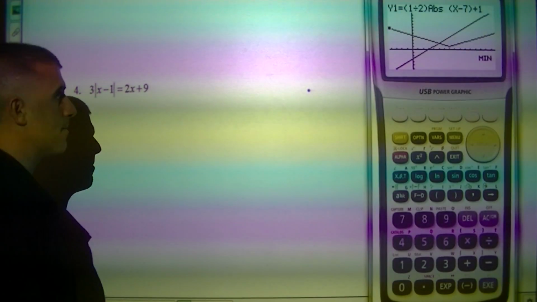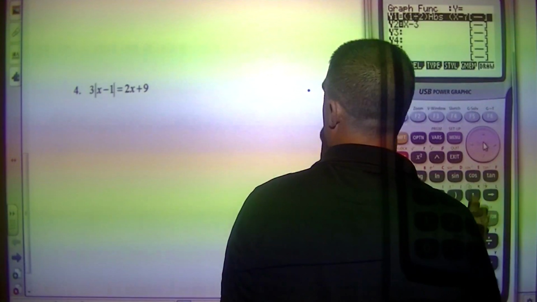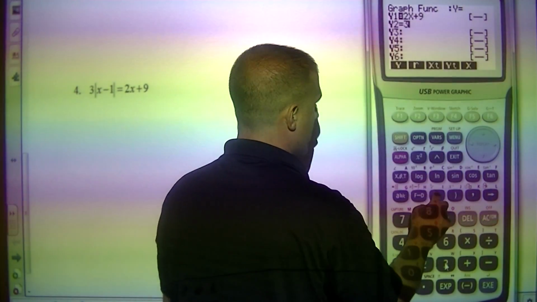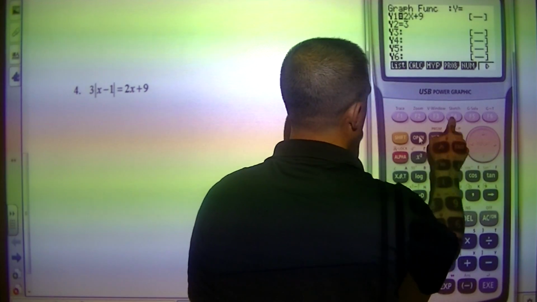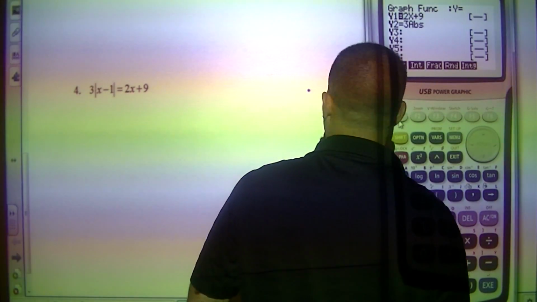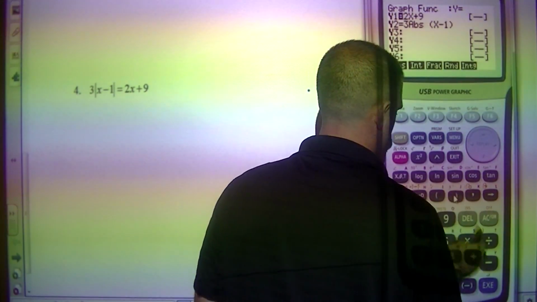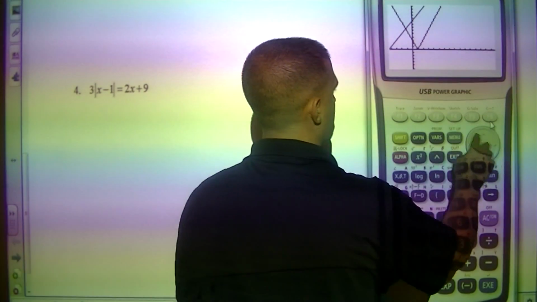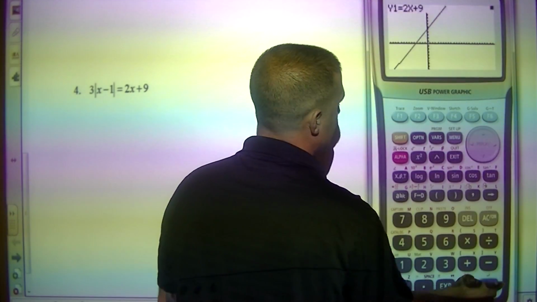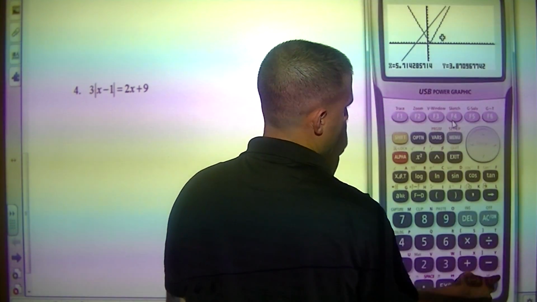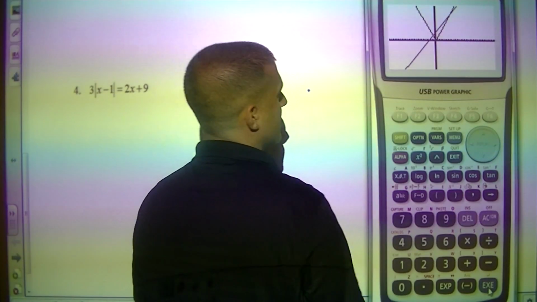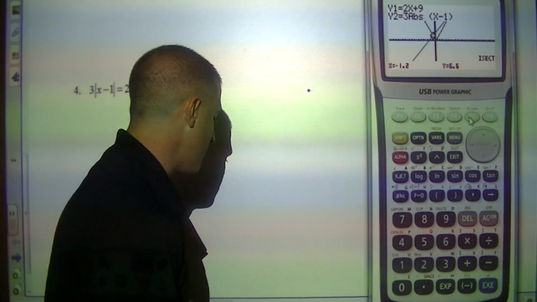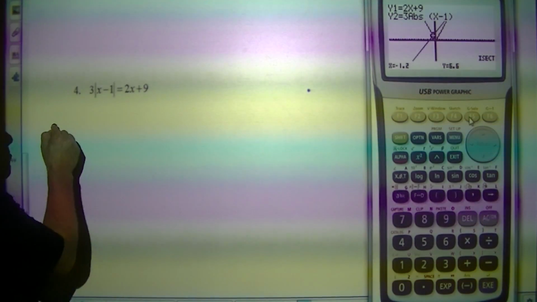Once again, I'm graphing the right side first, so I'm graphing 2x plus 9. And then I'm graphing 3, option, num, ABS, x minus 1. And I'm drawing it, okay? And I'm going to zoom out, enter, zoom out, enter, because I think I have two solutions there. So I got G-solve intersect. One of those solutions is x equals negative 1.2.